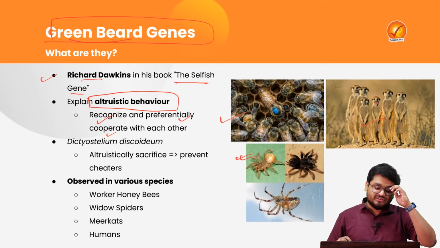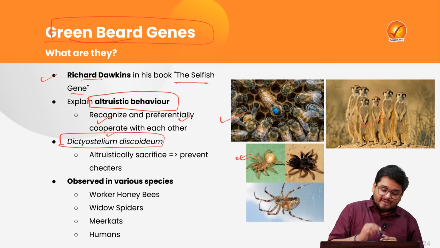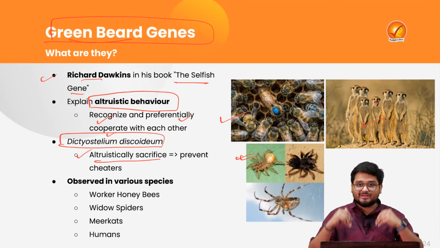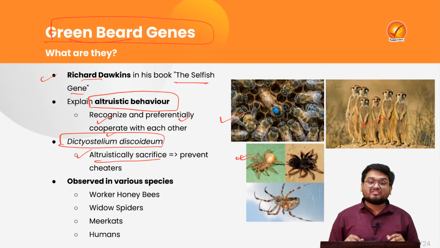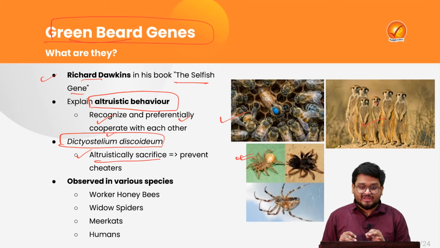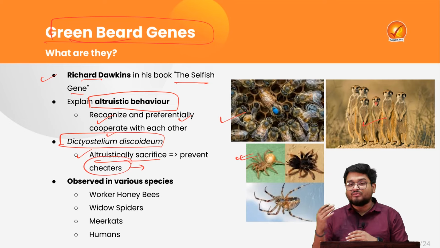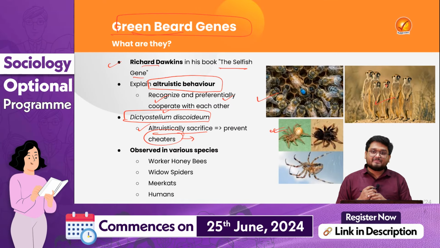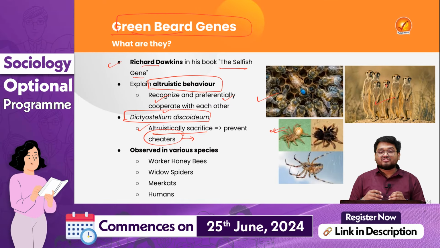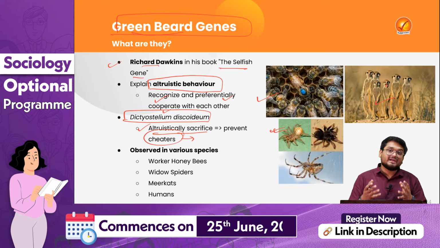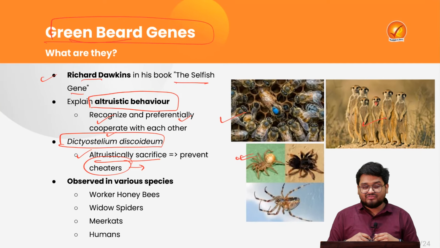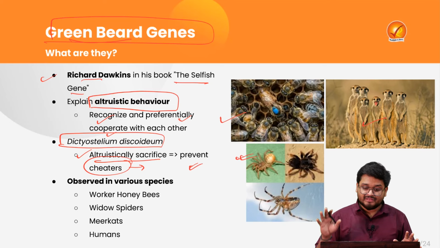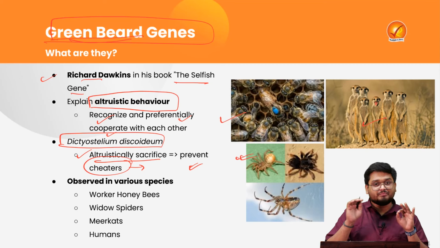And this is the evidence which was found in this amoeba. What do these amoeba do? They altruistically sacrifice themselves. They give up their lives to actually prevent any cheaters in their community, because there can be various cheaters in the microscopic communities to actually feed on the algae or the various amoeba themselves. Now here, this is actually a process where the amoeba eat themselves, or sacrifice their lives, and finally they prevent the entire community from getting disrupted. So this is the main concept of this green beard gene.